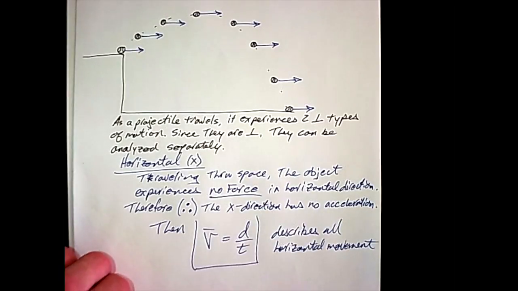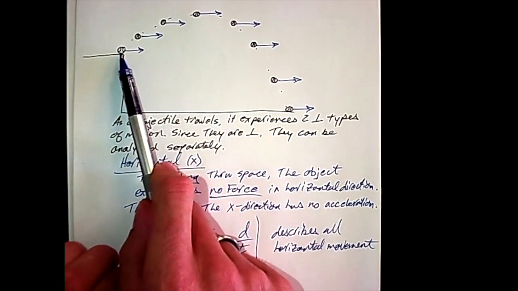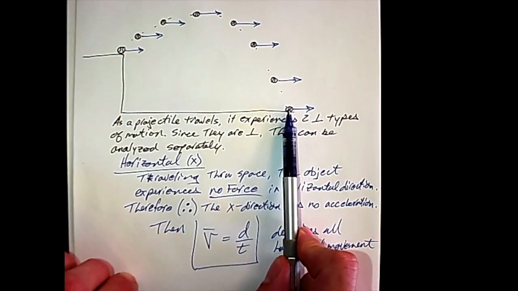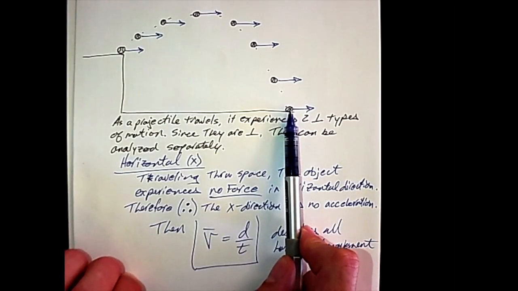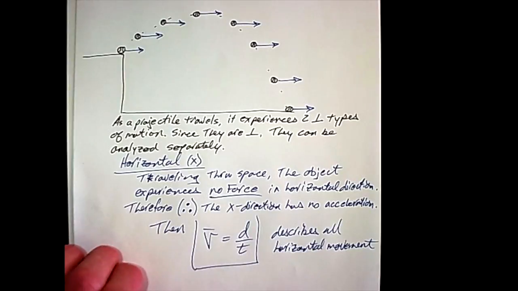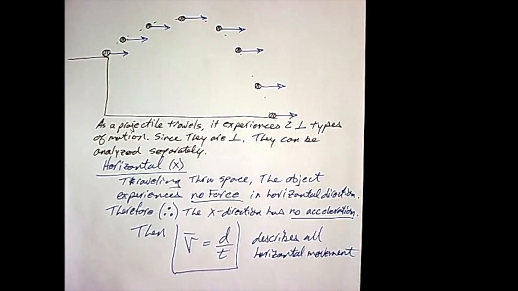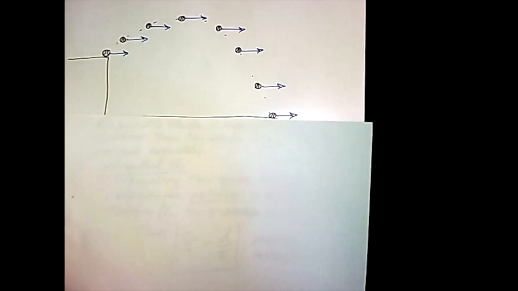Keep in mind, we are dealing with right after we let go of it and right before it hits the ground. We are not talking about interacting with anything else. A projectile is freely moving through the air or through space. So that's the horizontal direction. We don't have to go any further because there is no acceleration. We're done. The second direction is vertical.